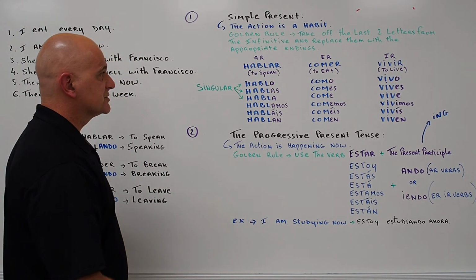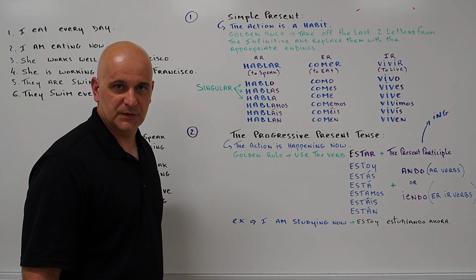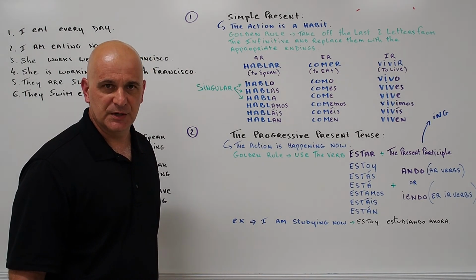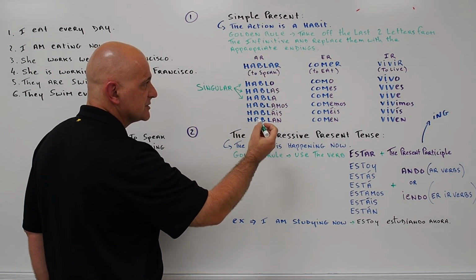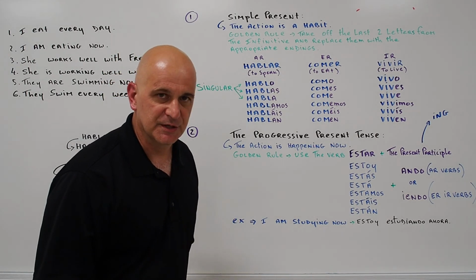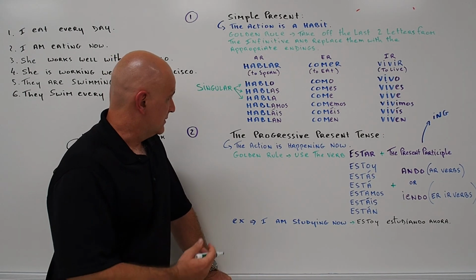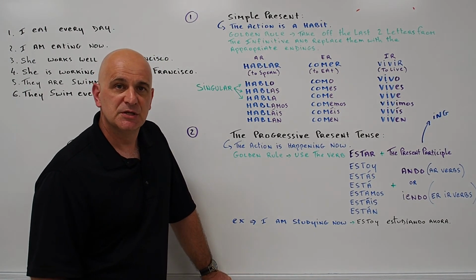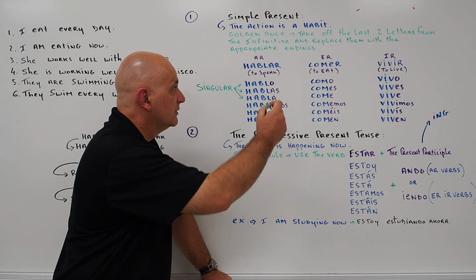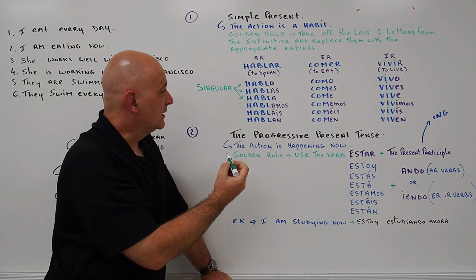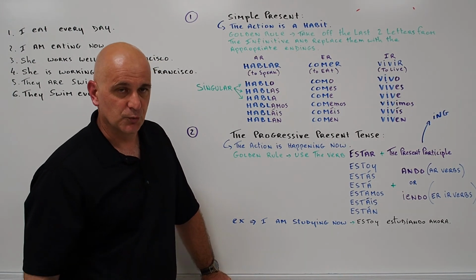Good. Second singular is going to be you speak. Tú hablas. Okay? So you're going to ask me, how did you get from O to AS? Well, because AR verbs in the simple present tense in the second singular take an AS. That's the way it goes. That's something you must remember. Okay. Third singular, when you say he or she speaks, that's going to be habla. Once again, you took off the last two letters from the infinitive and you have replaced them with the ending that matches the subject.